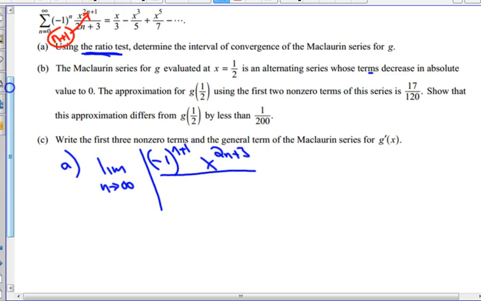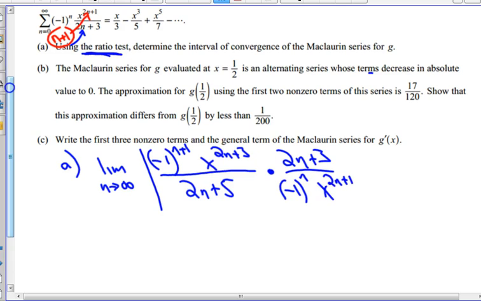And on the bottom, again, I put in an n plus 1. So I get 2n plus 5. And we'll take that times a reciprocal. I've got a 2n plus 3. I've got this negative 1 to the n, which again we don't really need. I've got an x to the 2n plus 1. All right, the good old ratio test. What can we cross out?